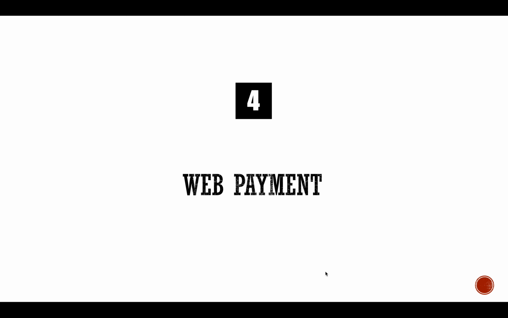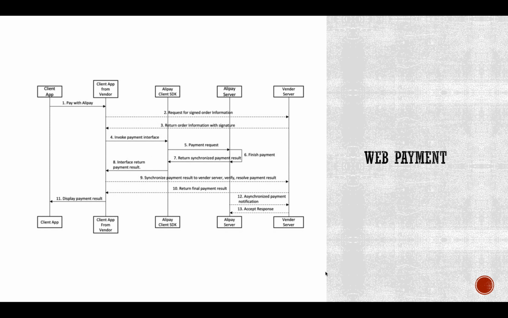Now we will move to the web payment. As shown in the figure here, there are five major components involved. There are Alipay web process, the user, the client app from the vendor, the Alipay client SDK, and the Alipay server and the vendor server.